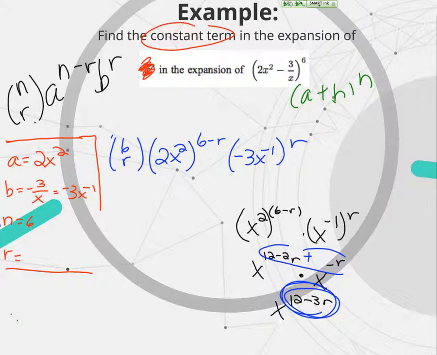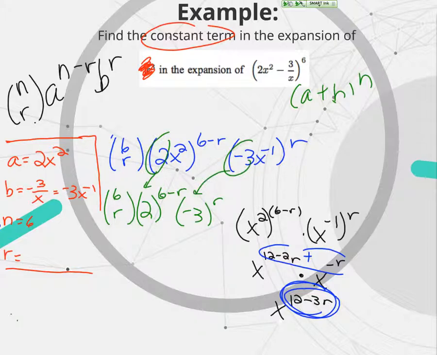And just like before, I'm going to put the coefficients in front. So 6 above R, 2 to the 6 minus R, and negative 3 to the R. So same thing, put my coefficients in front. And it's the exact same problem, so they're the exact same as before.